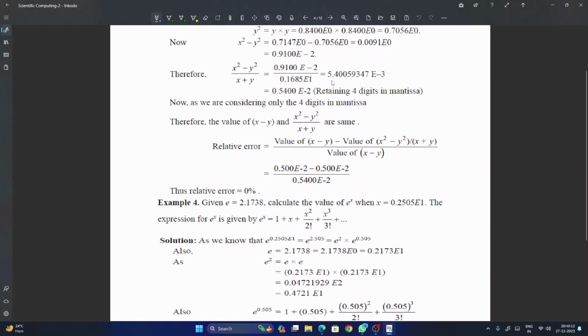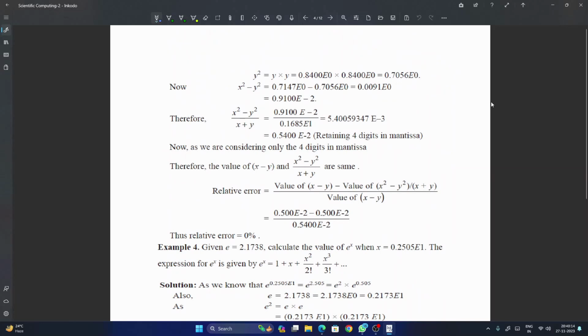Similarly calculate the y square value. So y square will be, after the truncation, no truncation is actually needed here, because 84 into 84 will be 7056, and after that all zeros are there, so it will be 0.7056. Then calculate the subtraction, x square minus y square. So it will be 0.7147 minus 0.7056. So that means 0.0091 E0. So again it will shift the point from here to there and it will be 0.9100 and the exponent is minus 2.